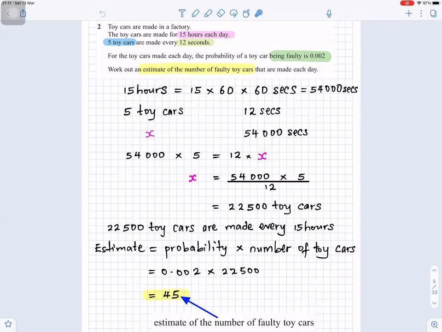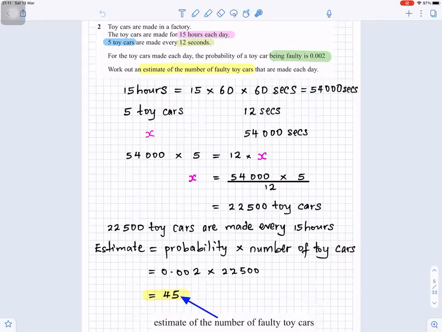So what we do, we cross multiply. So we do 5 times 54,000 is equal to X times 12. Cross multiply. So how do we get X? We take the times 12 to the left, it becomes divide by 12. So we have 54,000 times 5 divided by 12. And that gives us 22,500 toy cars. So we're saying that 22,500 toy cars are made every 15 hours.